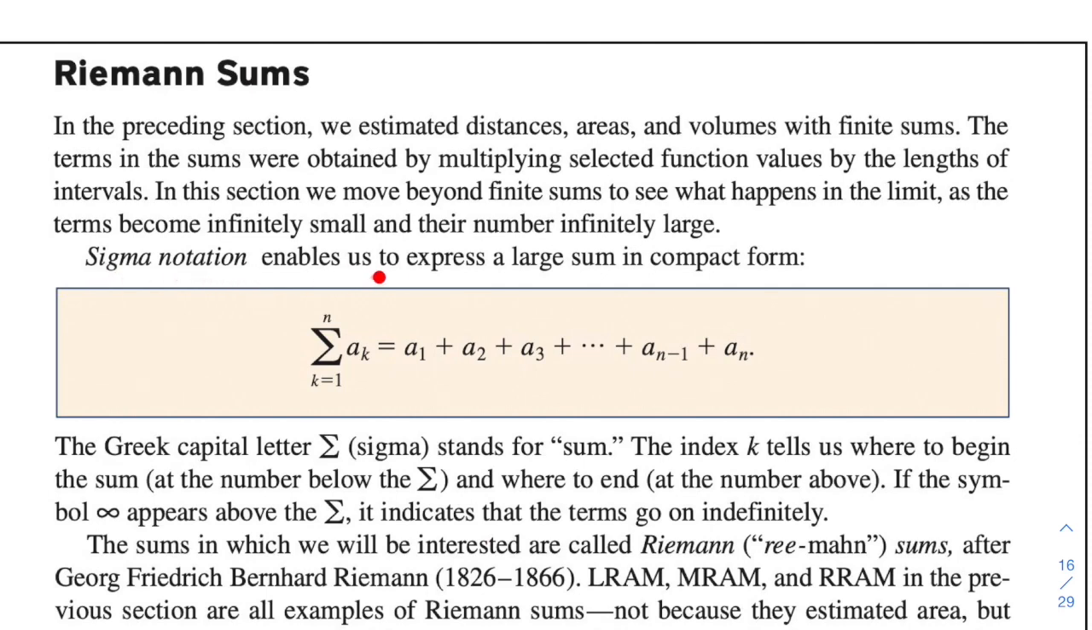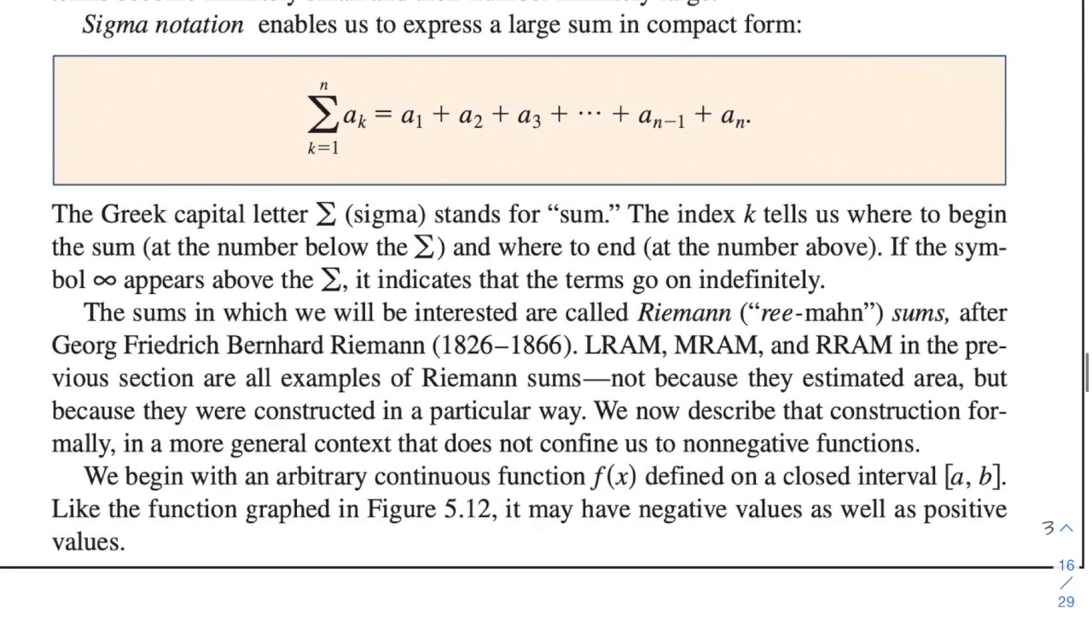So sigma notation enables us to express a large sum in compact form. We're not going to write all this down, but this is what we're going to be using right here. The Greek capital letter sigma stands for sum. The index k tells us where to begin the sum, the number below the sigma, and where to end, the number above. If the symbol infinity appears above the sigma, it indicates that the terms go on indefinitely.